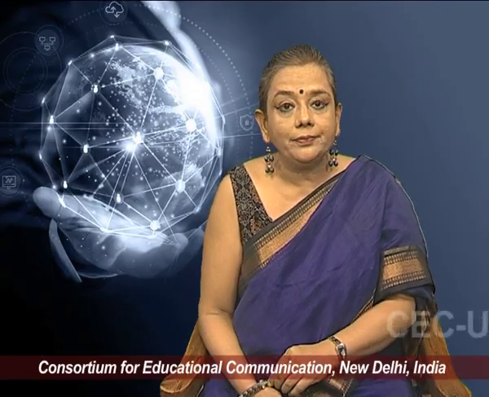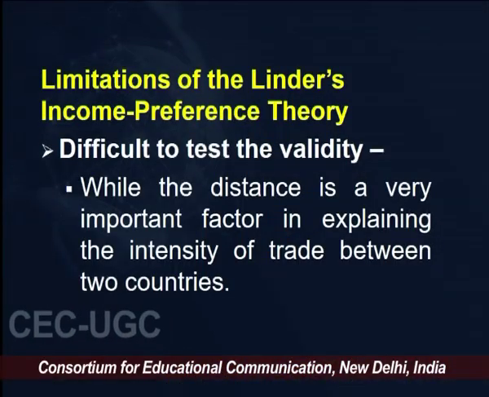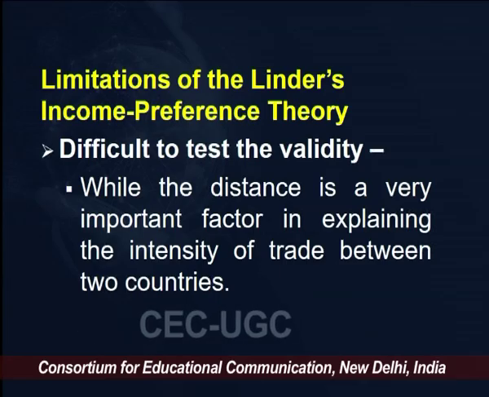Now, what are the limitations of the Linder income preference similarity theory? Though empirically it has been tested, the validity is questionable. It is difficult to test the validity. This is because countries with similar level of per capita income are generally located close to each other geographically. So, they can be taken as one whole area like the European Union, while the distance is a very important factor in explaining the intensity of trade between the two countries.